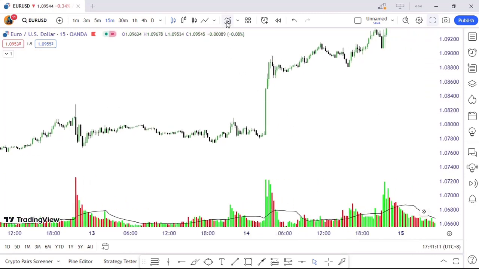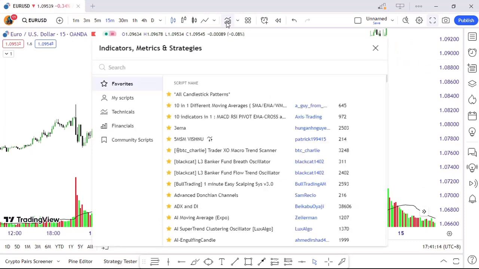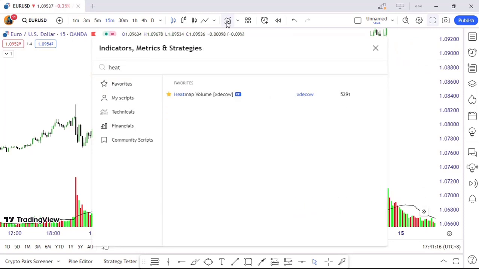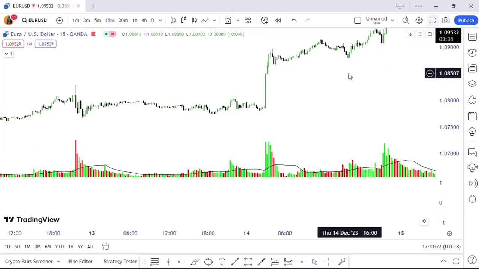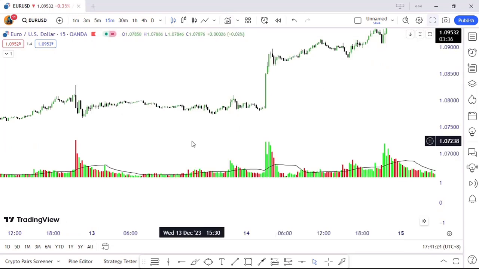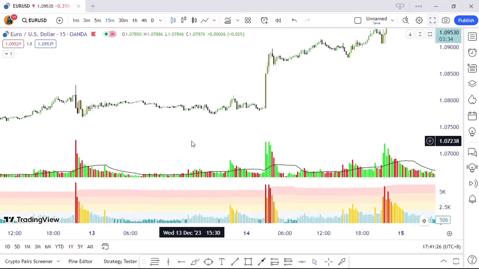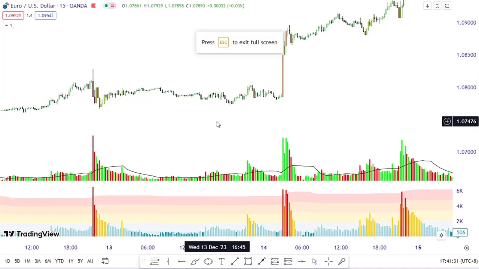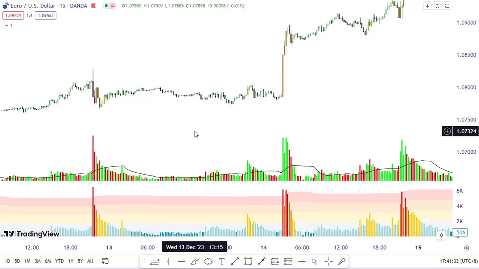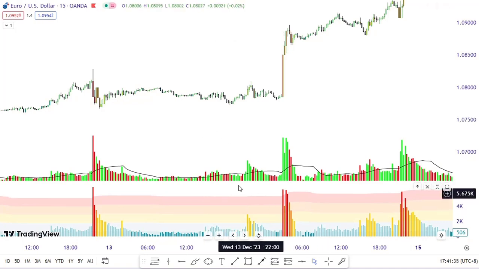Let's head over to the indicator section and look for the heat map volume. It's an extra special indicator crafted by this amazing scripter. Thanks to him or her, by the way. Now take a look at this. It appears below the chart, and if you compare it with the basic volume indicator, they seem identical. However, the new one introduces different colors, which actually have meaningful implications.